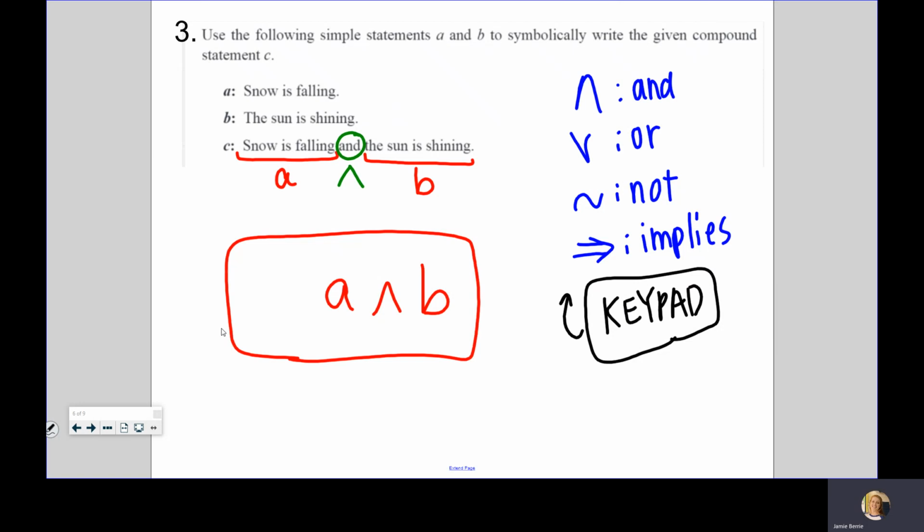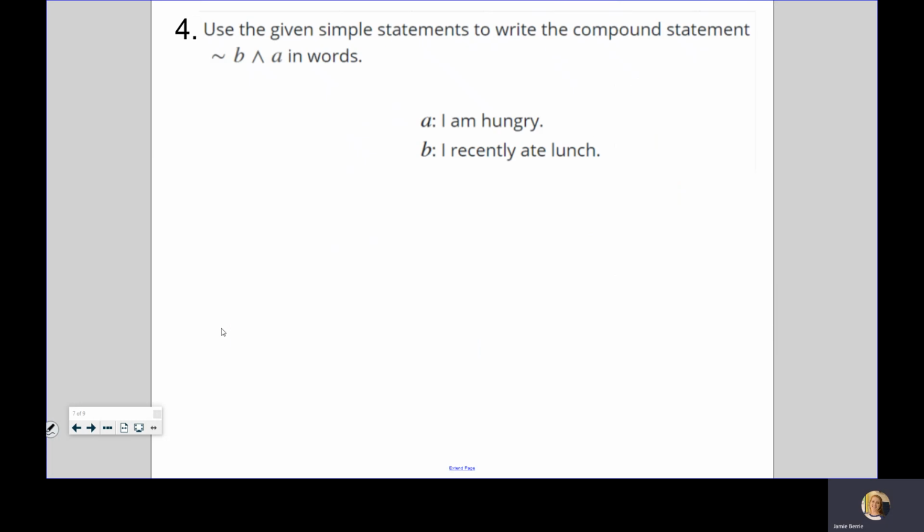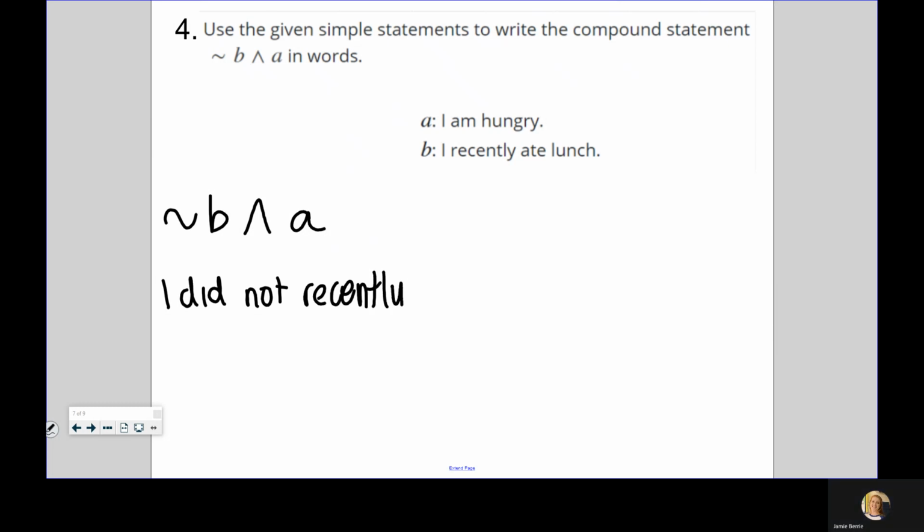The next 3 are off of the homework, so you should have something similar. I did one of each type. I did an and, I did an implies, and I did an or statement. It says use the given simple statements to write the compound statement, not B and A, in words. I did not recently eat lunch. That would be the opposite of B. What's this symbol mean? And I'm hungry.